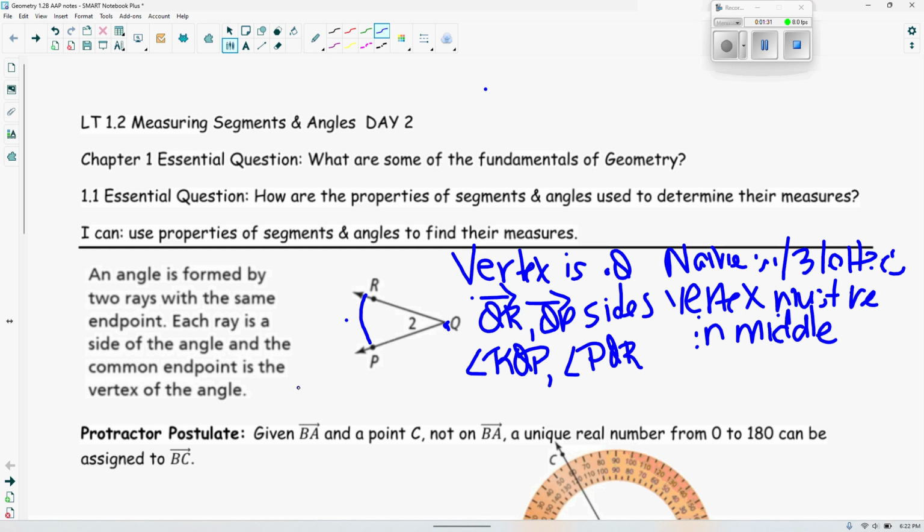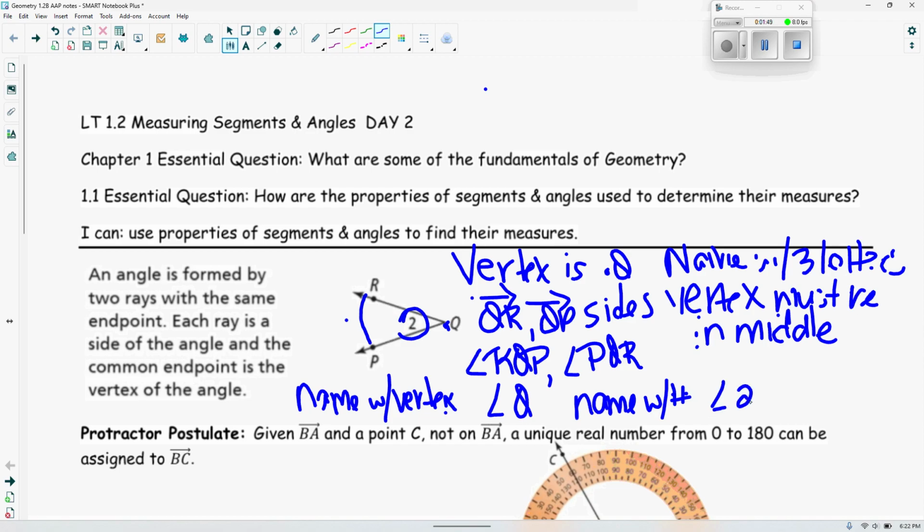I can name it with just the vertex. So if I name it with just the vertex, I would call this angle Q. And sometimes they will have a number. You notice that this one has a number. I can name it with a number, and so I would call this angle 2. So those are all the ways that we could name that angle.